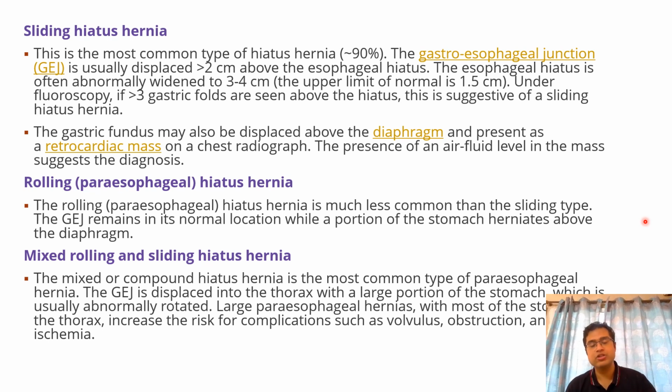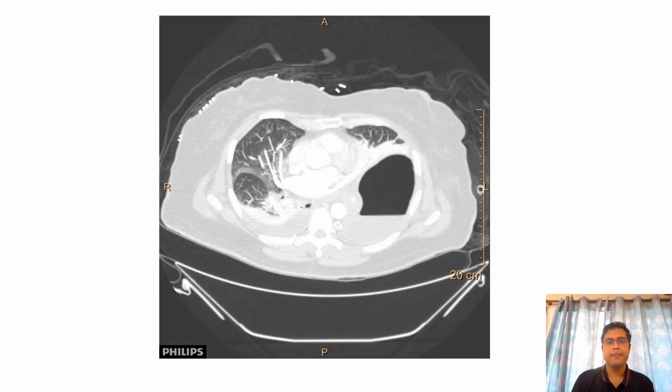In sliding type, the gastroesophageal junction is always more than 2 centimeters above the esophageal hiatus. In rolling type, which is less common, the gastroesophageal junction remains in normal location while a portion of the stomach herniates above the diaphragm, which was there in this particular case. Then there is mixed rolling and sliding type of hiatus hernia, where both things happen, that is displacement of the gastroesophageal junction as well as herniation of the stomach.